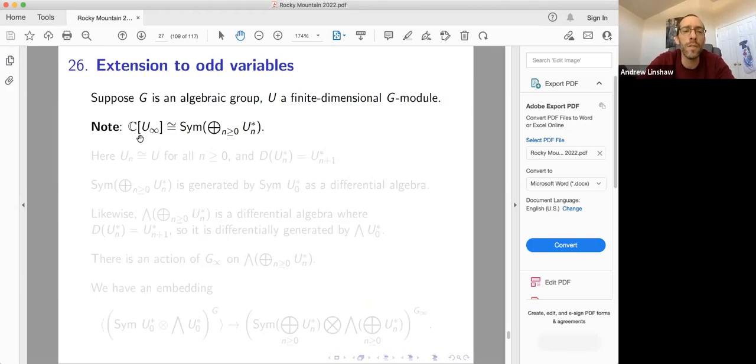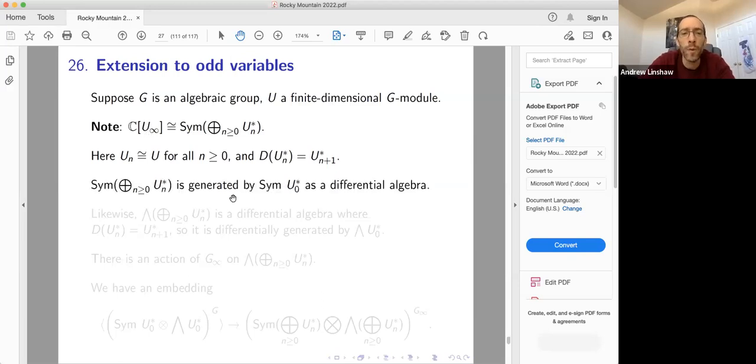And I take the ring of functions on U infinity, which is just the symmetric algebra on many copies of U. So the nth U_n is just the nth derivatives of the generators. If I pick a basis for U star, then take the nth derivatives, I get a basis for U_n. Again, D sends U star to U star, the next one. It sends the nth one to the n+1th one. So this thing on the right is a way of writing C of U infinity as a differential algebra. And of course, it's generated by the symmetric algebra on U_0 as a differential algebra.